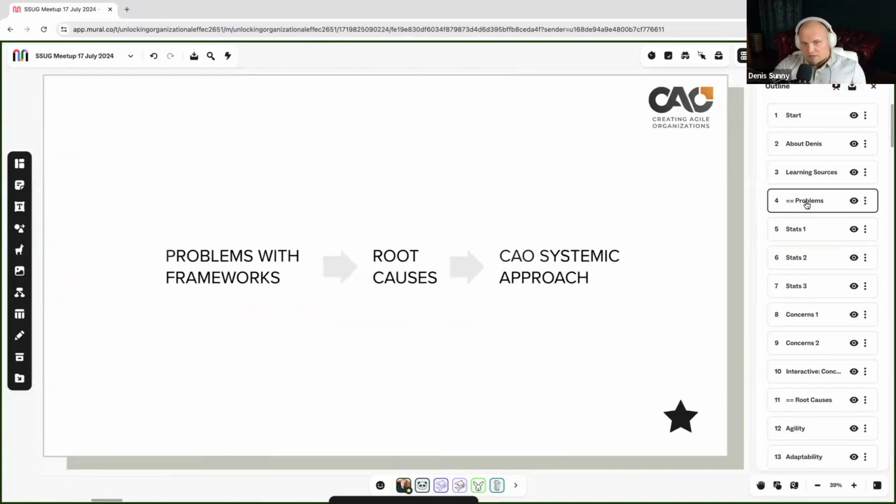Now, what are we going to have in terms of the steps for this session? First, we will look at the problems with frameworks. Well, we're speaking about building a framework, so what the heck, Denis? Why do we need to build any new frameworks? Just because something's wrong. Then what are the root causes of that? And ultimately, what's the systemic approach offered by Creating Agile Organizations?